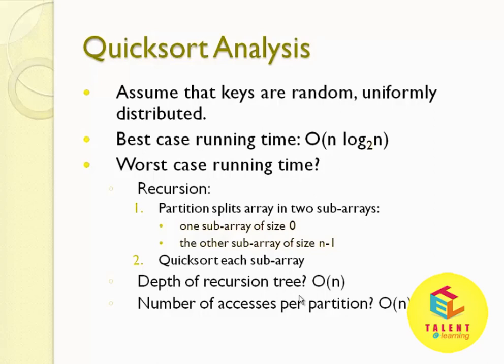we have recursion. Number 1, partition splits the array into two sub-arrays, one sub-array of size 0 and the other sub-array of size n-1. Number 2, quicksort each sub-array. Depth of the recursion tree is O(n). Number of accesses per partition is O(n).